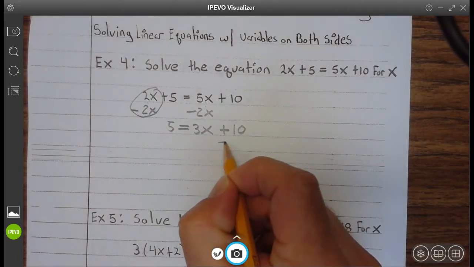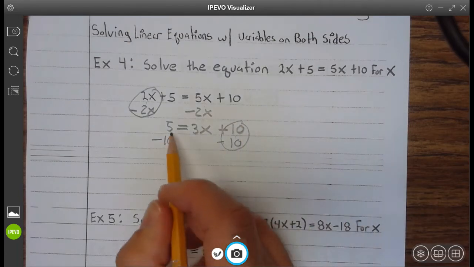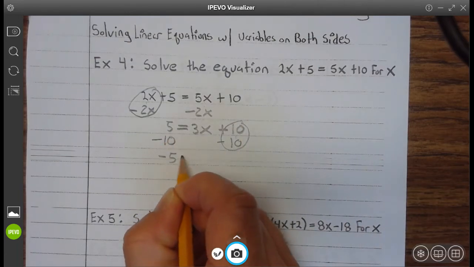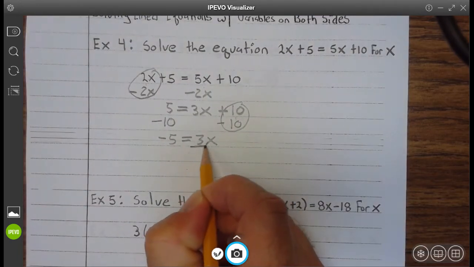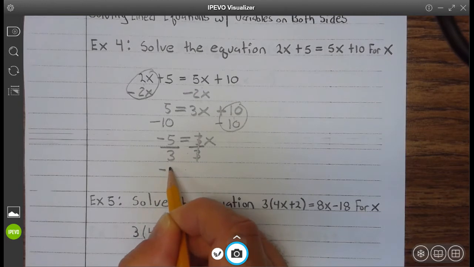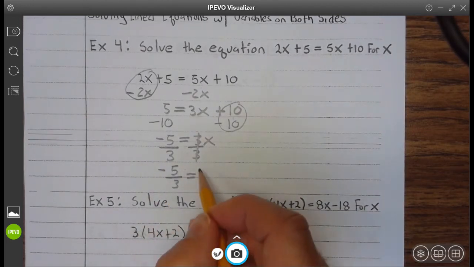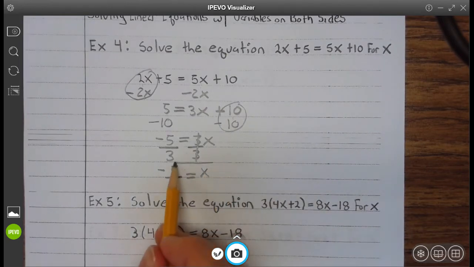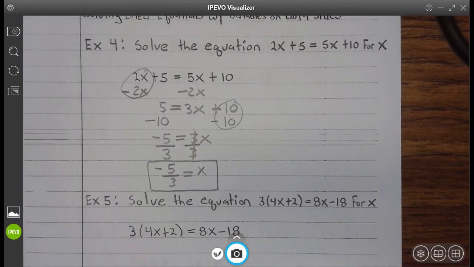We're going to subtract 10 from both sides. 10 minus 10 is 0. 5 minus 10 is negative 5 equals 3x. Divide both sides by 3. 3 divided by 3 is 1. So you have negative 5 divided by 3, which that fraction can't be reduced, equals x. All right, go and finish up example 4.